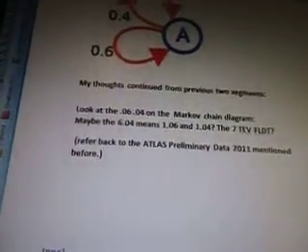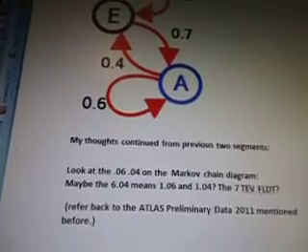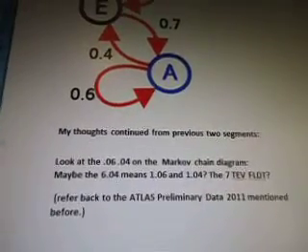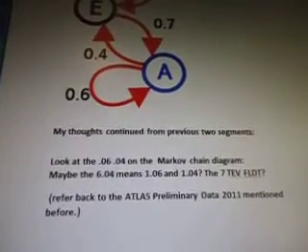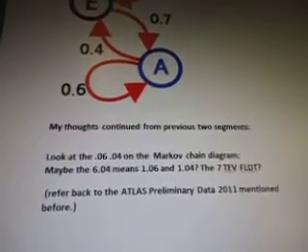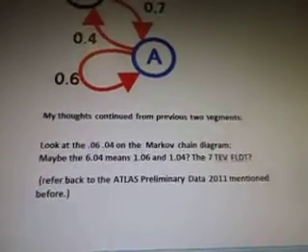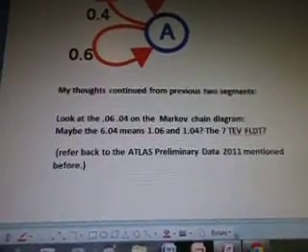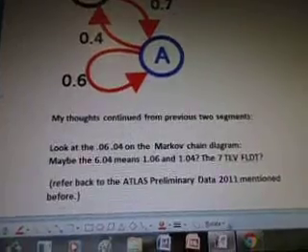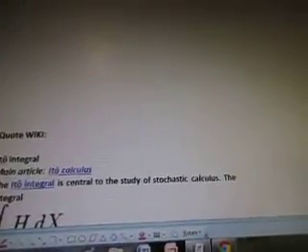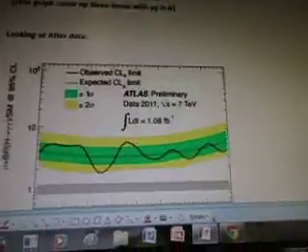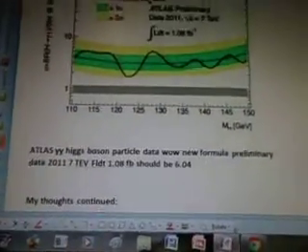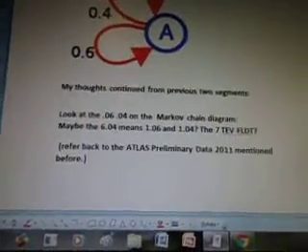Look at the 0.6 and the 0.4 on the Markov chain diagram. That's these two here. Maybe the 0.6 and 0.4 means 106 and 104. The 7 TeV FLDT. Refer back to the Atlas preliminary data 2011 mentioned before in the previous video. I'll go back to it just to show you what I'm talking about. This data here we're looking at, okay? That's the actual signal.